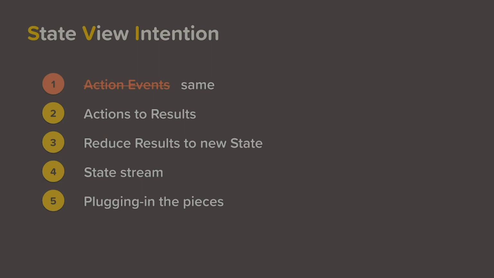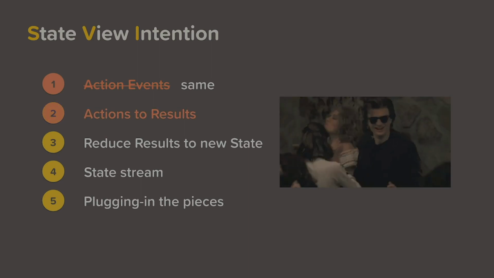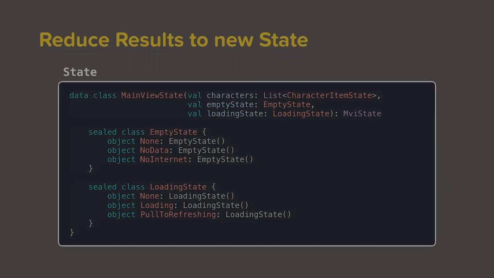So this brings us to the end of this part, action to results, and we're quite happy that we have successfully migrated all our actions to results. So the next part is reducing results to new state. So this is our state. Let's not go into the detail of the state, because we're not here to talk about state modeling.